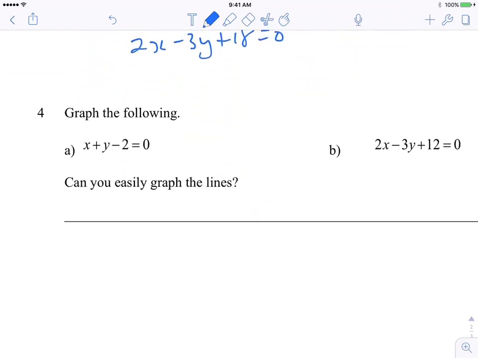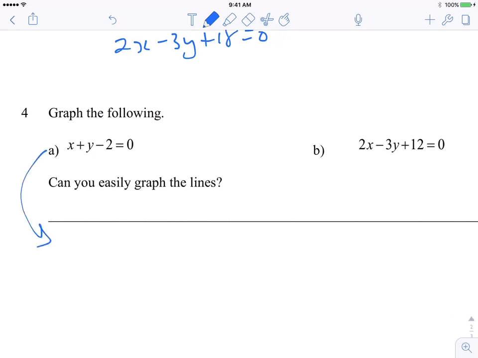Okay, if we're going to graph this, we're going to write it in y equals mx plus b format first, because it's not easy to graph these in standard form right now.